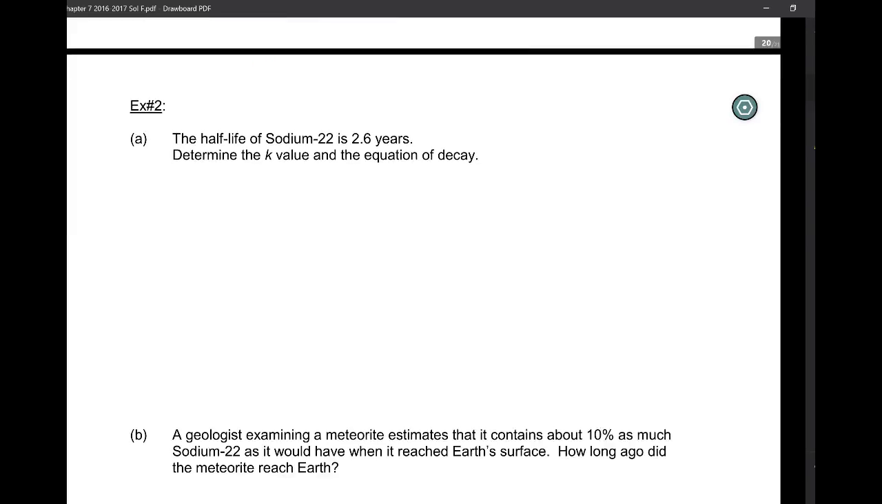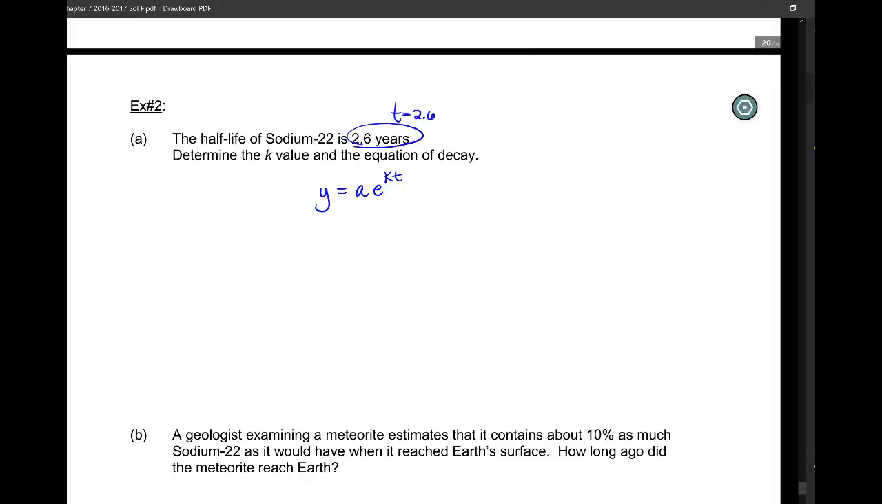Okay, half-life of sodium 22 is 2.6 years. We want to determine the k value and the equation of decay. So I'm going to go back to my equation, y equals a e to the kt. So let's identify what's going on here. Again, we're working with half-life, so it's going to look very similar to the previous problem, but what's different here? T is now 2.6. So 2.6, that's t.